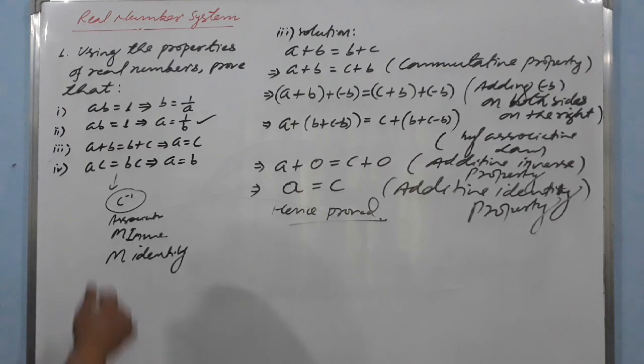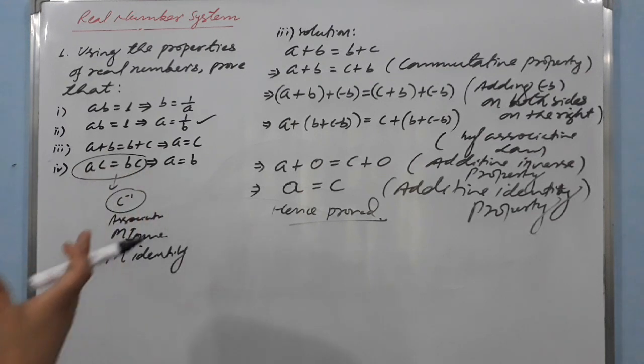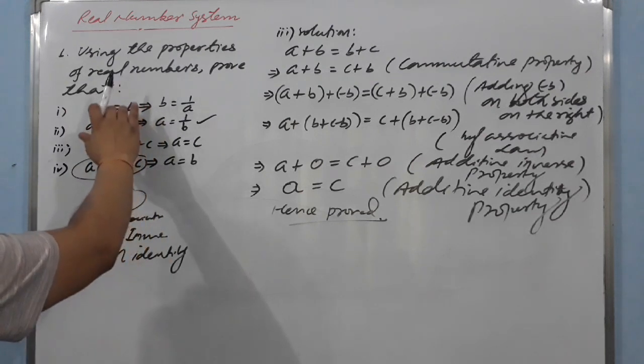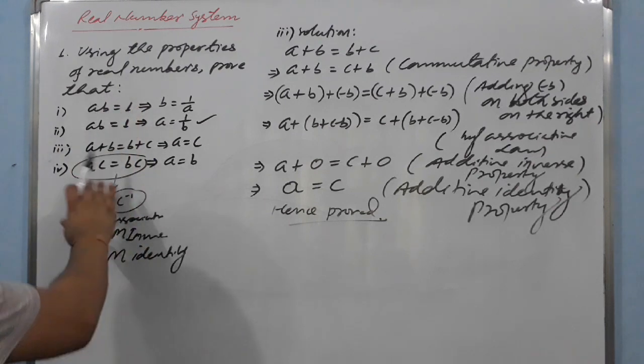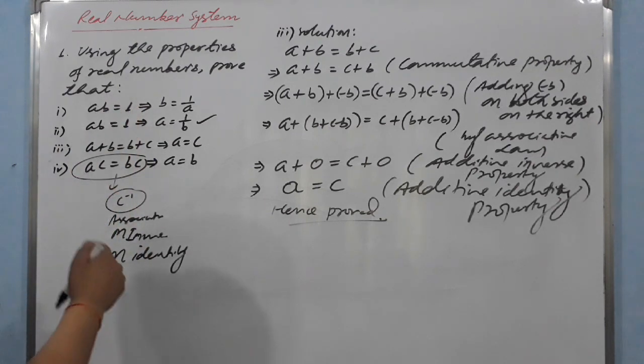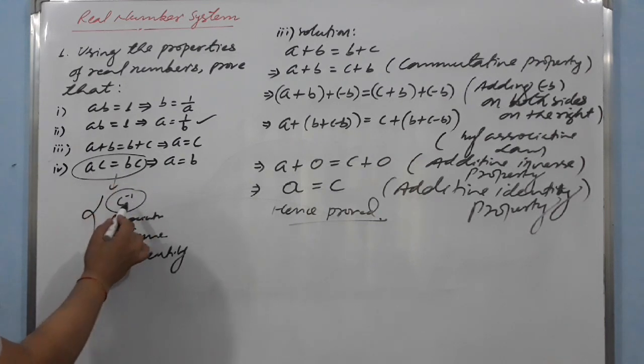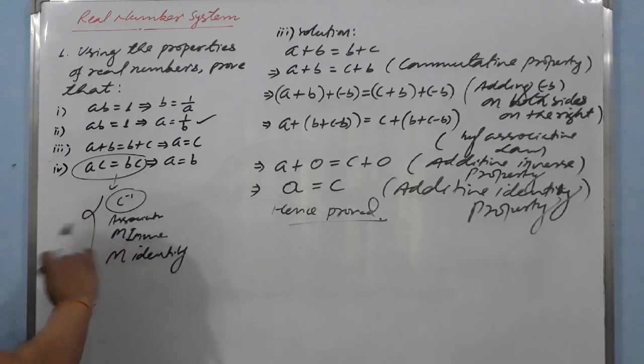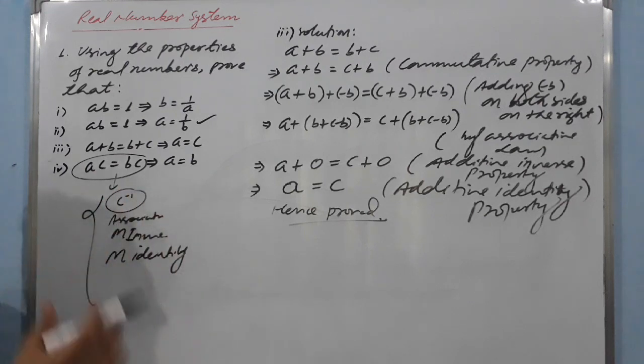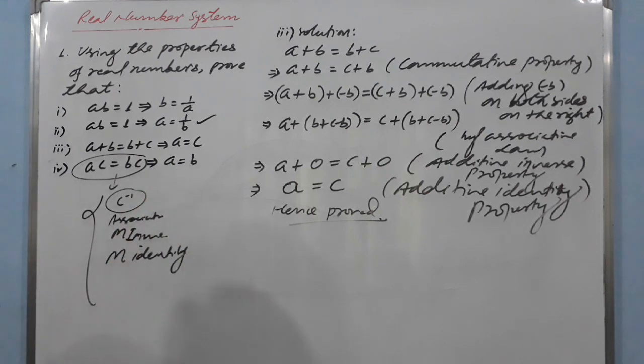So let me explain again, you will take this one. It's a very simple question. As we have done this question, you have to do this question also, right? So let me tell you the steps. Firstly, you will multiply both sides by c inverse, and then you will associate. After that you will use the multiplicative inverse property, and finally you will use the multiplicative identity property, and at last you will get a is equal to b. A very simple question.